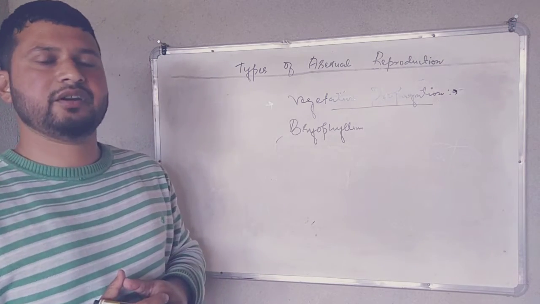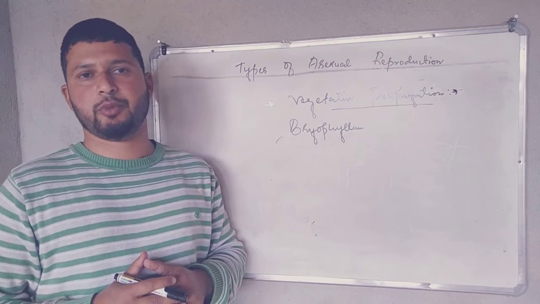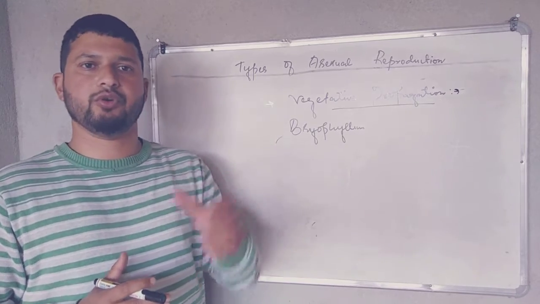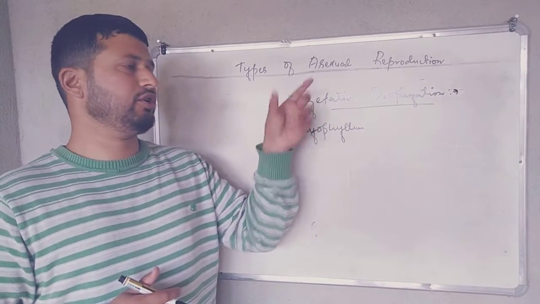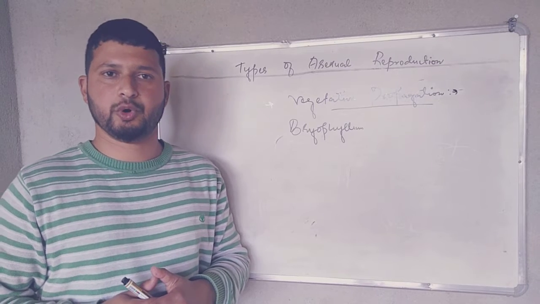So these were the different modes of asexual reproduction. Hope from this short video you have understood the basic concept regarding the types of asexual reproduction.